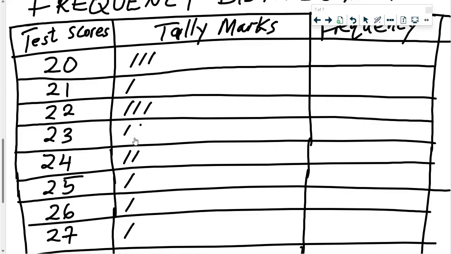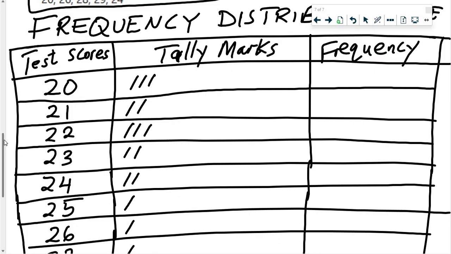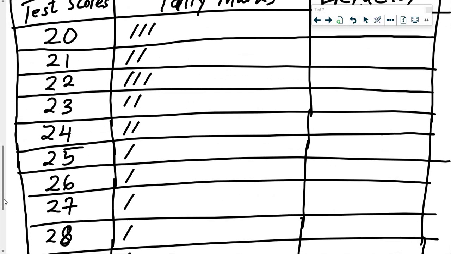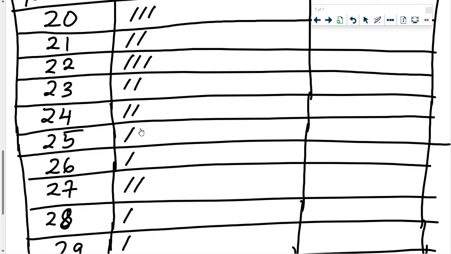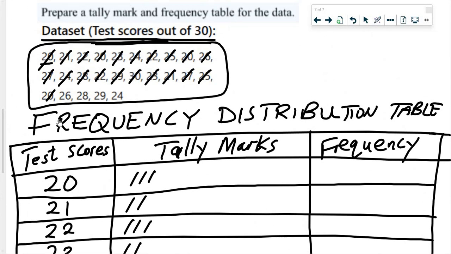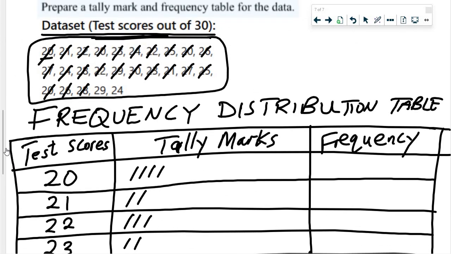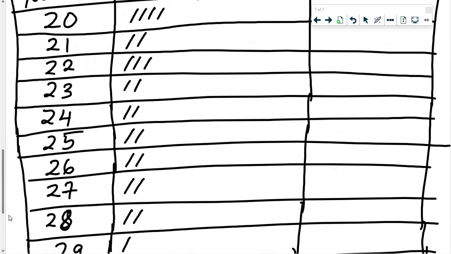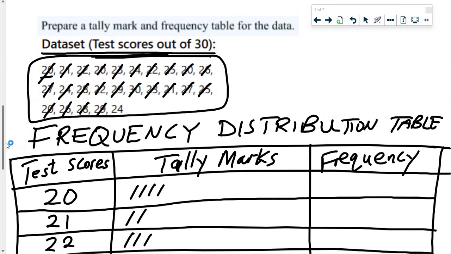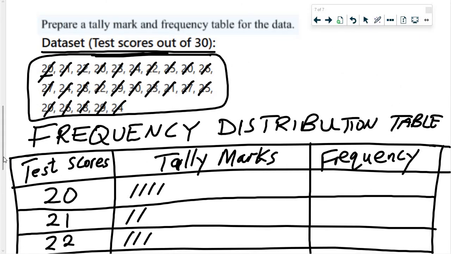23, record it here. 21, record it here. 27, record here. 25, record here. 20, record here. 26, record here. 28, record here. 29, record here. 24, record here, and you are done.